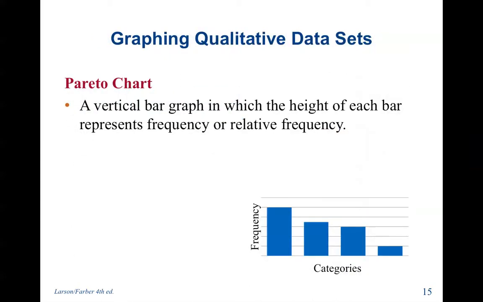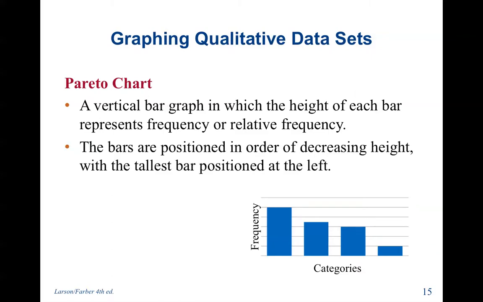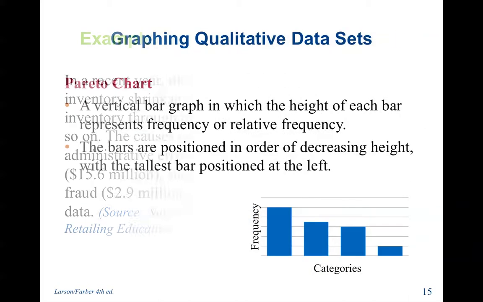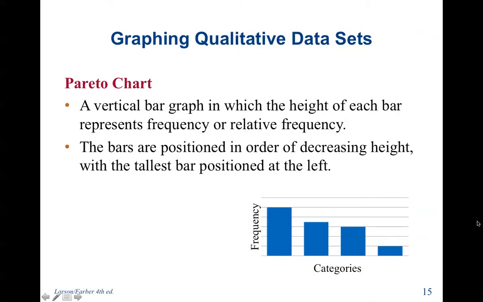The next one is a Pareto chart, which is a vertical bar graph in which the height of each bar represents frequency or relative frequency. The important thing about a Pareto chart is that the bars are positioned in order of decreasing height. So the first bar represents the most information, the second bar the next, and so on. The last bar is the piece of information that is the least.